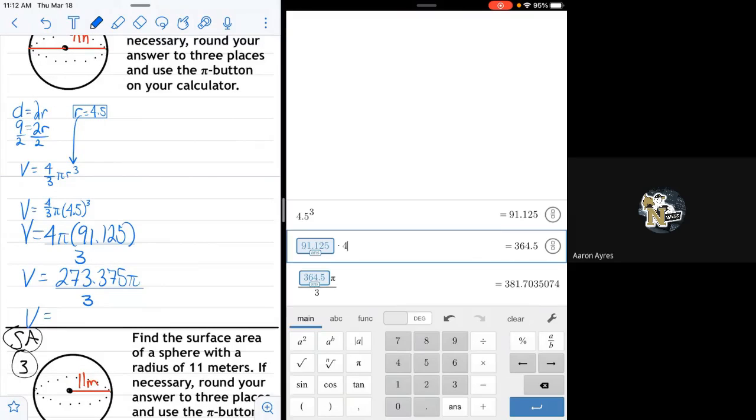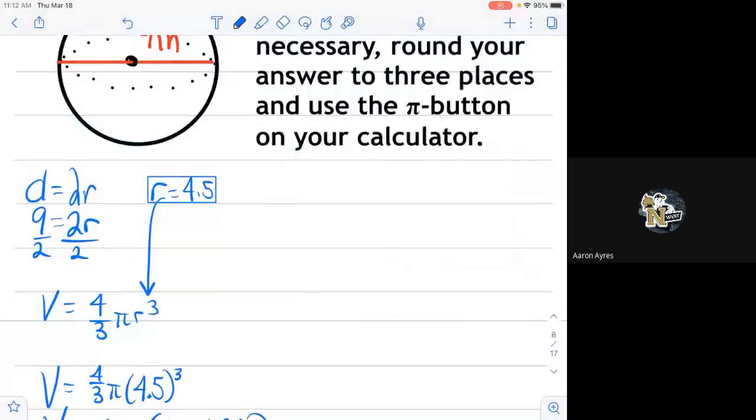Okay? All right, so 381.70. Okay? And it's inches, I believe. Okay, now we're going to switch gears and we're going to look at surface area. Okay, same idea, just a different formula. That's all. All right, let's look at it.